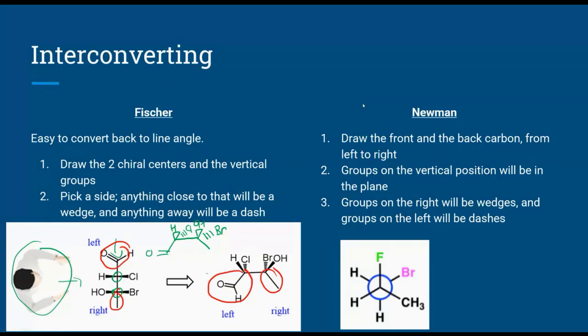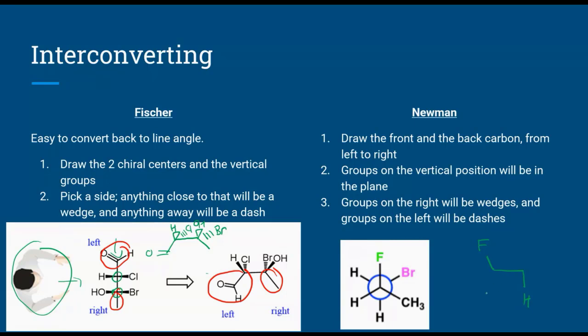With a Newman projection, first, what you're going to do is draw out the front and the back carbon. So let's do this example here. So we know there's going to be a front, there's going to be at least 2 carbons, right? So we're going to draw that bond. And next, we're going to draw the vertical positions because we don't have to worry about wedges or dashes. So it's going to look like this.